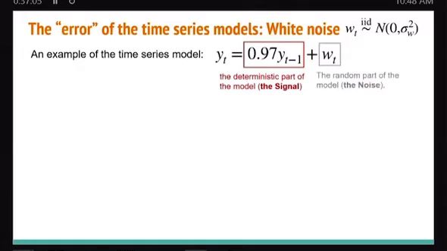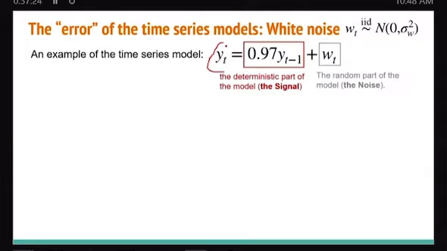WT is a noise. That's why the random part of a time series model is a noise. And what do we want to do? We want to filter out the noise. Noise here is the error in linear regression that we said we want to minimize. Does that make sense? Therefore, what happened today?